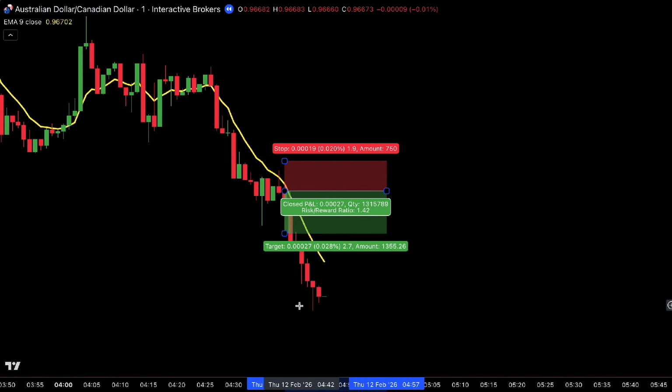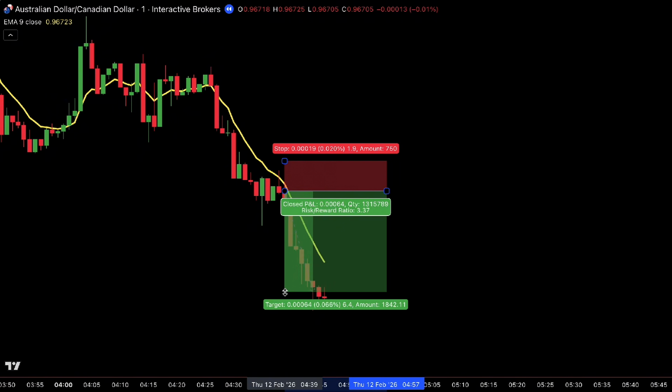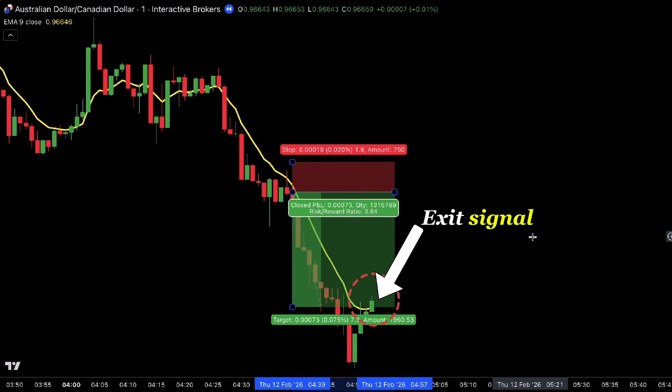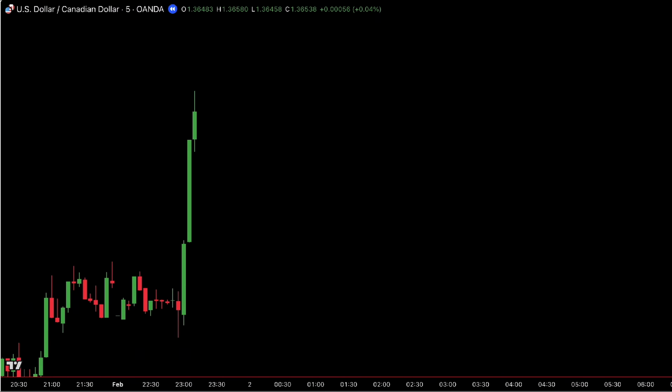Now look at what happens next. The market continues moving down, and you keep riding the move. But here, once the market closes above the 9-period exponential moving average, you exit the trade because it signals a potential reversal. So that's the strategy. Simple and effective. Now let's move to the next strategy, the supply and demand scalping strategy.